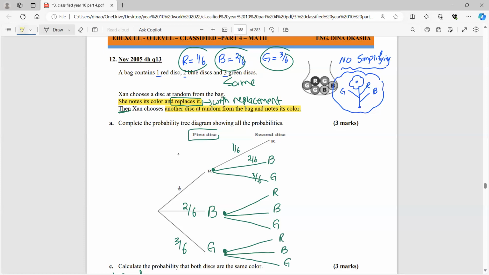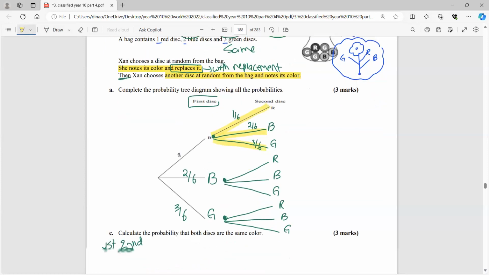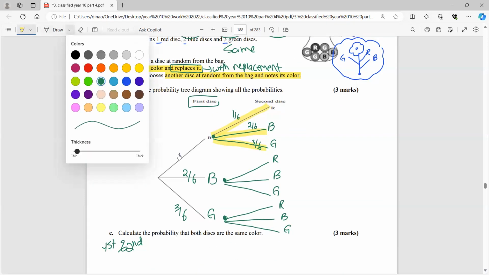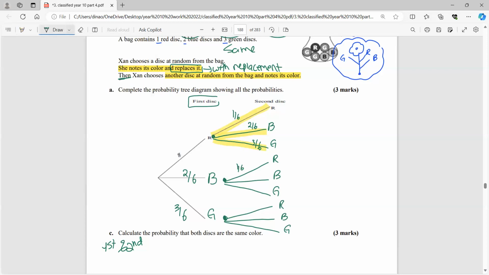And you will notice that the sum of the branches of the tree must be equal to 1. The sum of the branches of the tree must be equal to 1. Here 1 over 6, 2 over 6, 3 over 6. And here the same: 1 over 6, 2 over 6, 3 over 6. Now I guess you know the options: red and red, red and blue, red and green, and so on, blue and red, blue and blue, blue and green. And here I have green and red, green and blue, green and green.